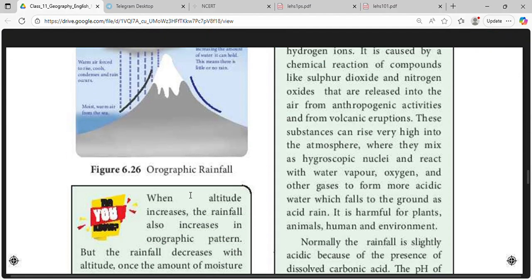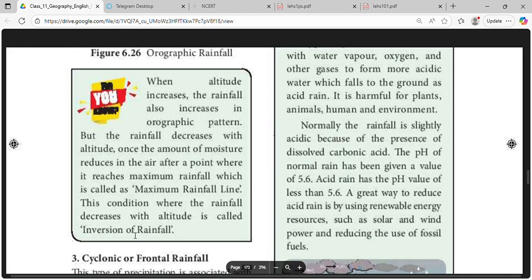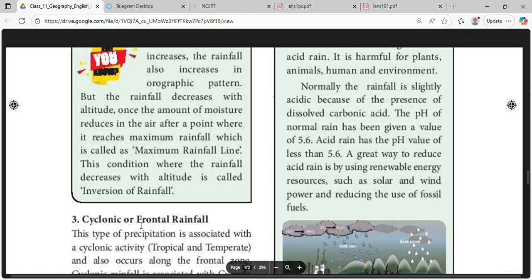When altitude increases, the rainfall also increases in the orographic pattern, but the rainfall decreases with altitude once the amount of moisture reduces in the air after a point where it reaches maximum rainfall, which is called as maximum rainfall line. This condition where the rainfall decreases with altitude is called as the inversion of rainfall.